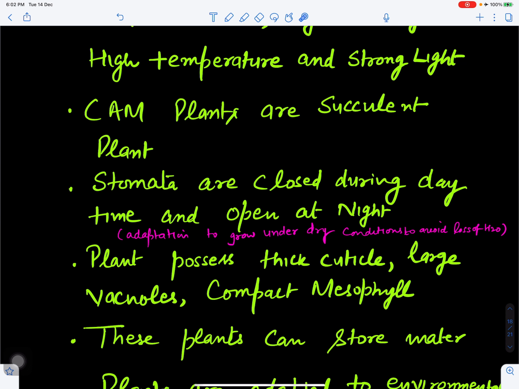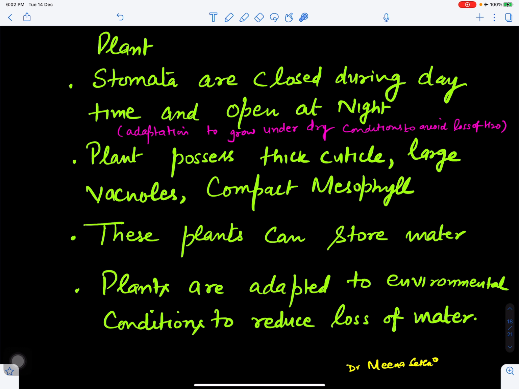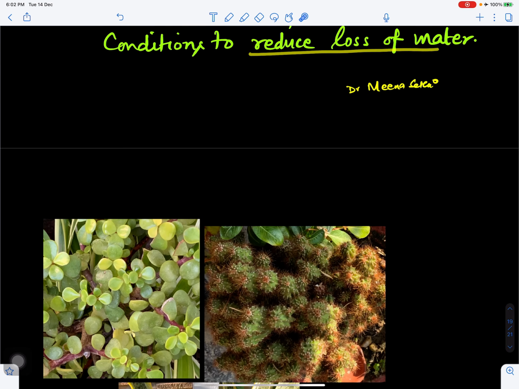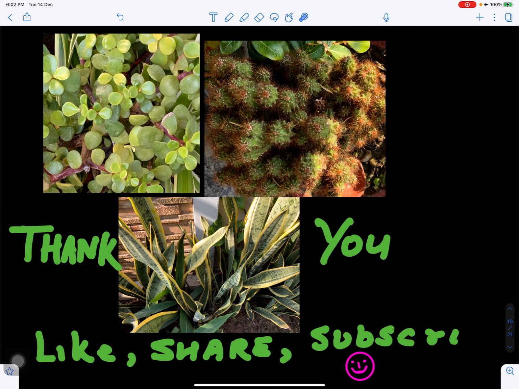Anatomically, if we see their characters, they have a thick cuticle and large vacuoles, big parenchyma cells, and compact mesophyll tissue. Mesophyll tissue is photosynthetic tissue which has chlorophylls. These plants can store water under dry conditions. Plants are adapted to environmental conditions to reduce the loss of water. So this is all about the CAM metabolic pathway which occurs in CAM plants. CAM plants are the plants which show the Crassulacean acid metabolic pathway.